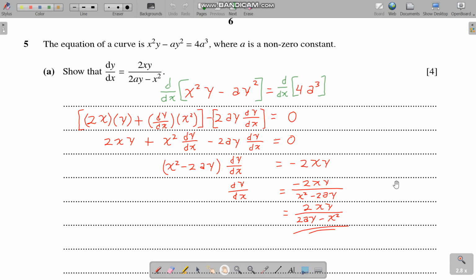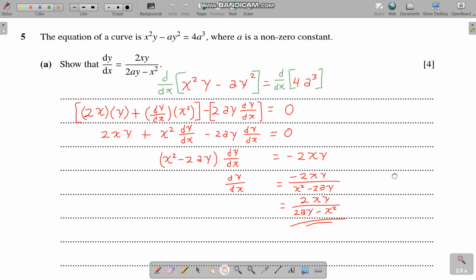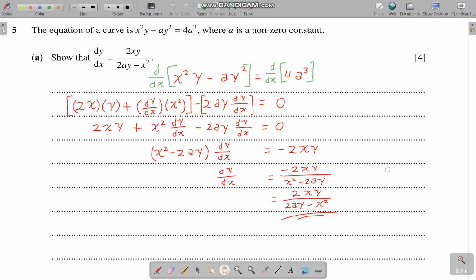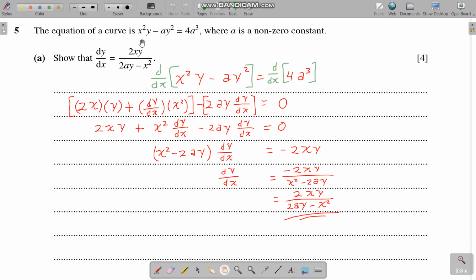Hello everyone, this question is about differentiation. The equation of a curve is x squared y minus a y squared equals 4a cubed, where a is a non-zero constant. Part A: show that dy/dx equals 2xy over 2ay minus x squared, 4 marks.